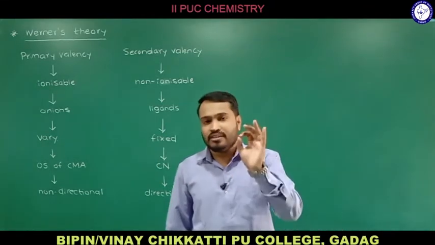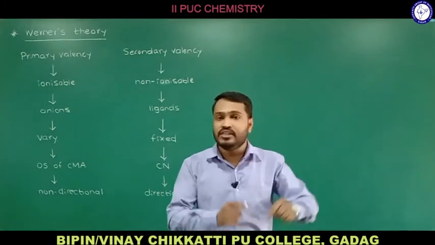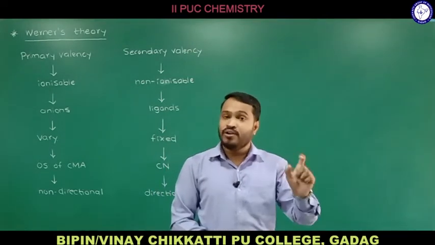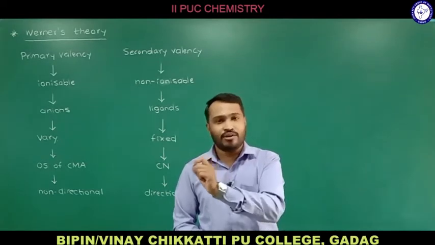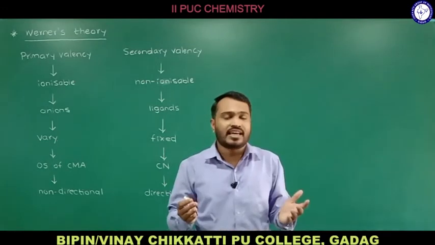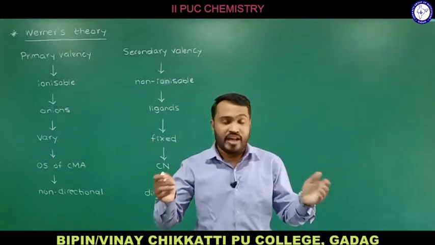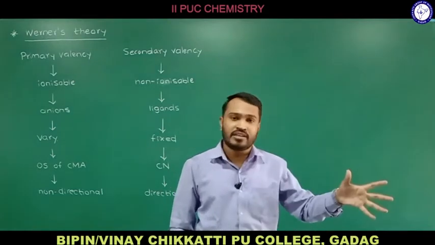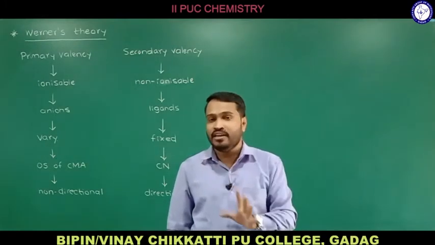Try to remember, the central metal atom in a coordination complex exhibits two types of valencies, primary valency and secondary valency. Primary valencies are ionizable, secondary valencies are non-ionizable. Primary valencies are satisfied by anions, whereas the secondary valencies are satisfied by ligands. Primary valency varies, whereas secondary valency remains the same. Primary valency corresponds to the central metal atom's oxidation state, whereas secondary valency refers to the coordination number in a complex.